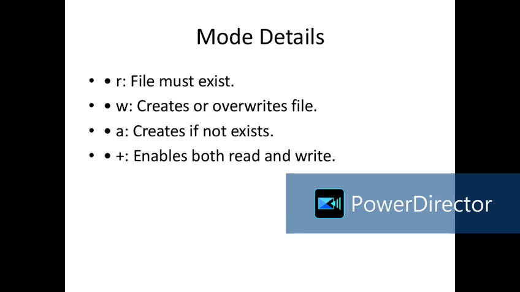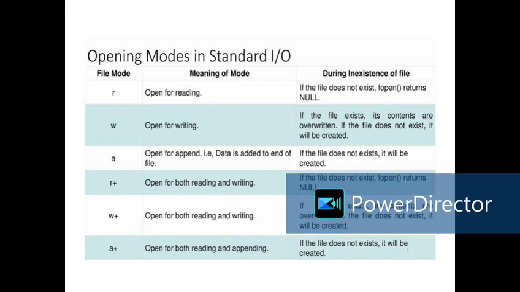Comparison example: open the same file in w versus a and show how existing data is treated. Extra tip: use a+ when you want to read existing data but also append new content. Blank and transition slide. You can use the slide to take a short recap or introduce a quiz.